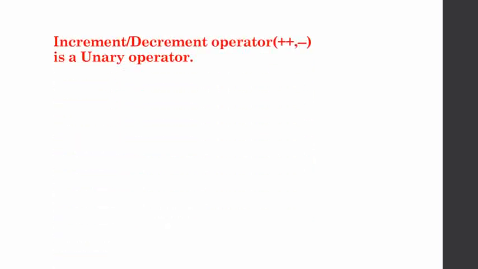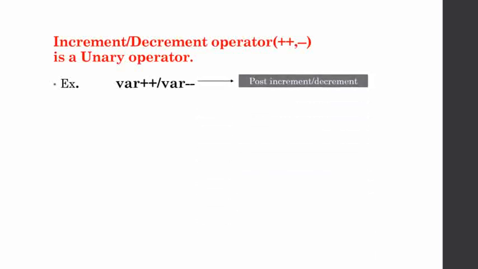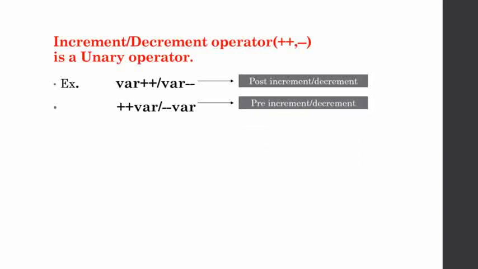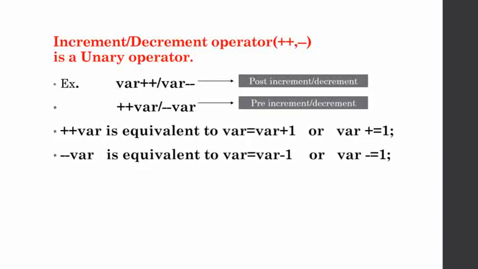Increment and decrement operators are unary operators. It means they operate on a single operand. Here var is a variable, and variable plus plus and variable minus minus are called post increment and decrement, and plus plus variable and minus minus variable are called pre increment and decrement. Plus plus variable is nothing but variable equals variable plus 1, and minus minus variable is nothing but variable equals variable minus 1.